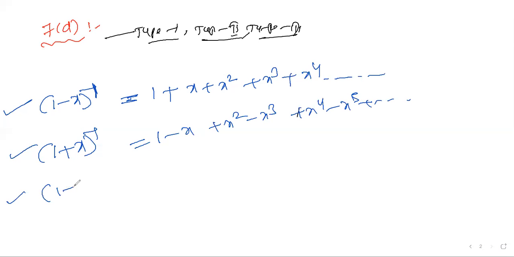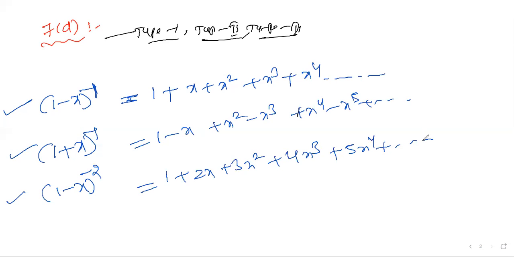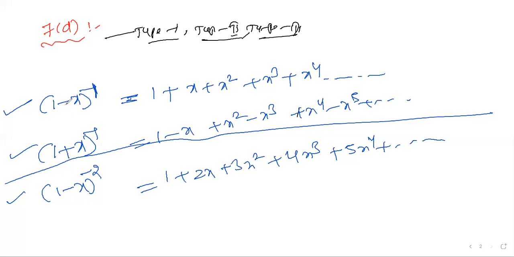Next, one more: 1 minus x whole power minus 2. For this, you'll get 1 plus 2x plus 3x square plus 4x cube plus 5x power 4, and so on. Because minus into minus is plus, all you get are positive values, but see, this sequence is different. Am I clear? Plus into minus, the alternate minus signs will come. That you need to remember.